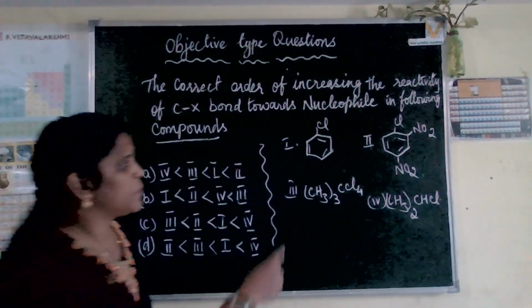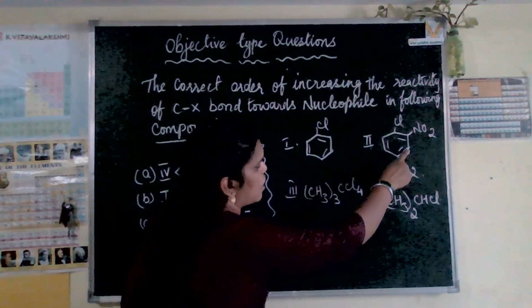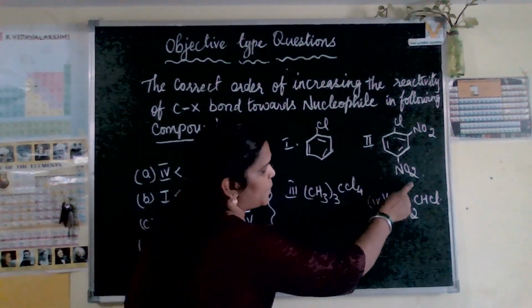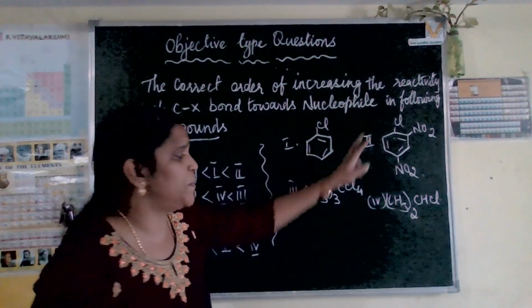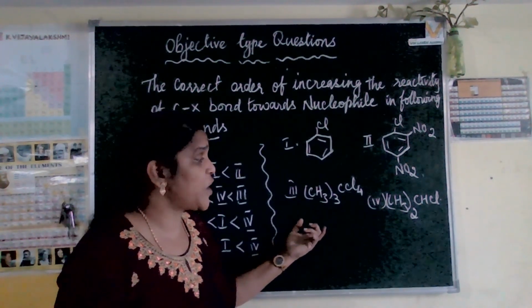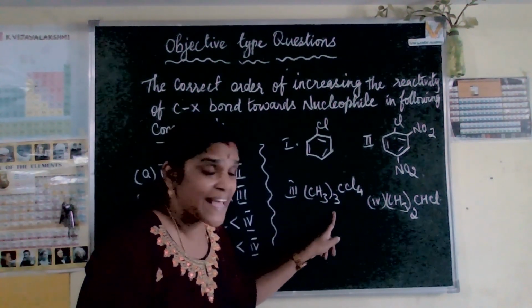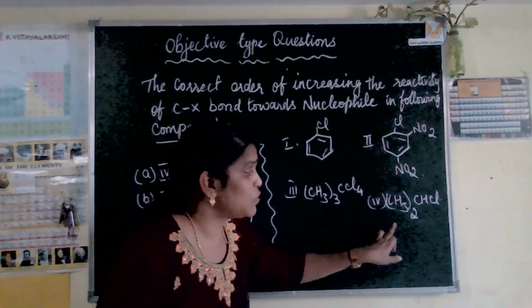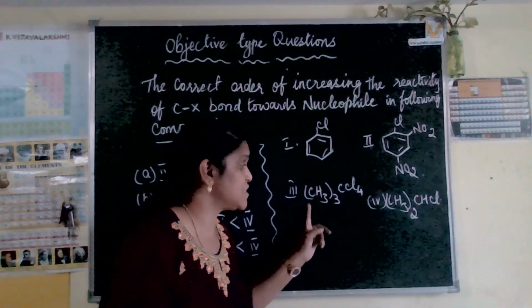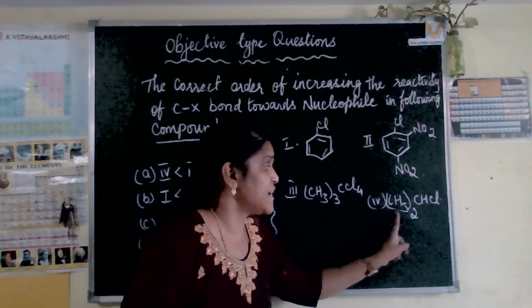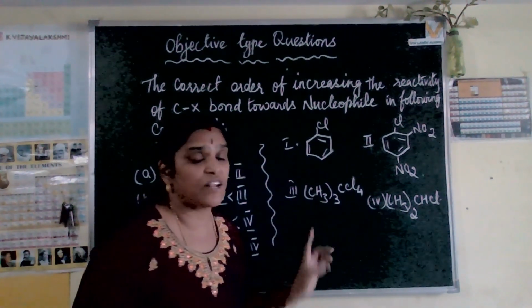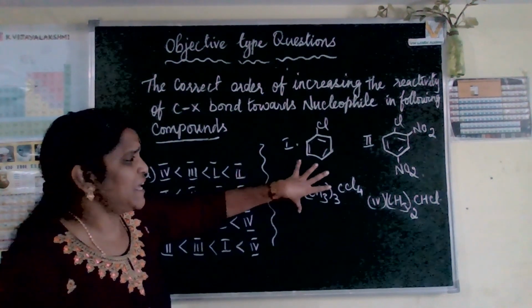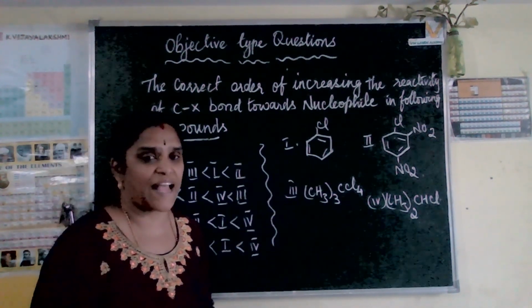Let us go for the compounds. Chlorobenzene, ortho-para dinitrochlorobenzene, and a tertiary one, with CH3 thrice connected to carbon. Now the fourth one is the secondary. So this is tertiary and this is secondary, CH3 twice, and this is CH3 thrice. Among these, which will be more reactive?